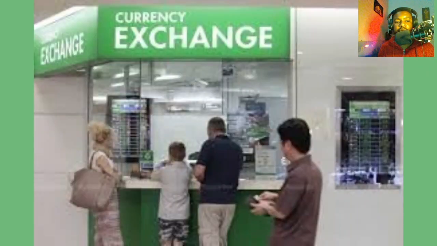Let's move. So this is where the currency exchange happens. If you go to the banks, you will see a separate place designated for currency exchange. So that is where you go.